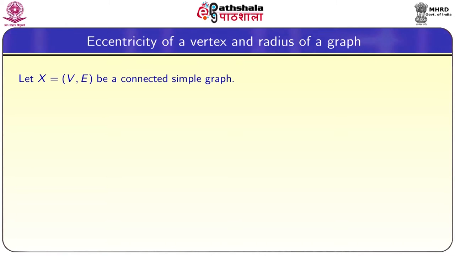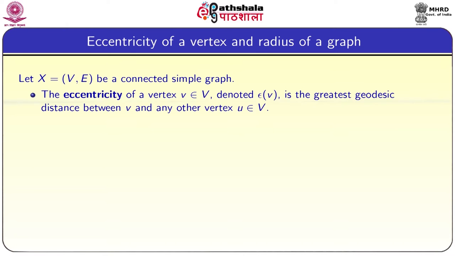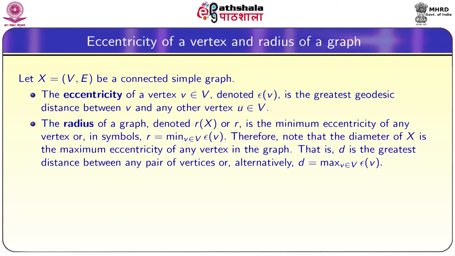Eccentricity of a vertex and radius of a graph. Let X equal to (V, E) be a connected simple graph. The eccentricity of a vertex v, denoted epsilon of v, is the greatest geodesic distance between v and any other vertex u belonging to V. The radius of a graph, denoted r of X or simply r, is the minimum eccentricity of any vertex. In symbols, r is equal to the minimum over v belonging to capital V of the eccentricity of v.